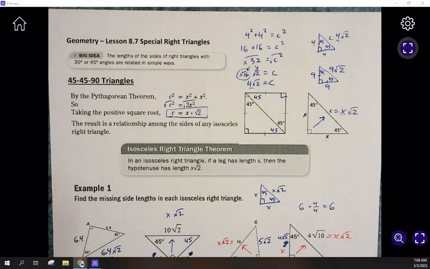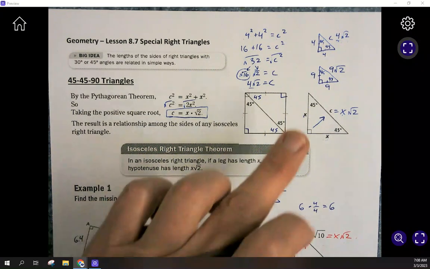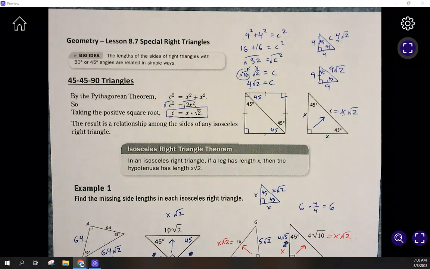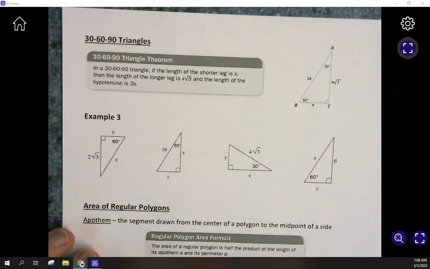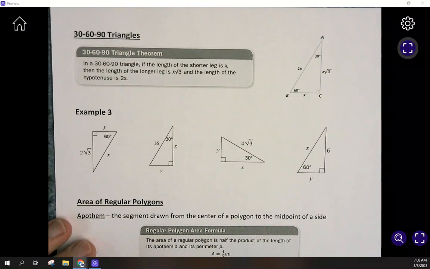This is Geometry Lesson 8.7, Special Right Triangles, Part 2. So in Part 1, we covered the 45, 45, 90 triangles with our x radical 2 setup and pattern on the side lengths there, a very specific type of triangle. And today, if you flip that notes page over, we're going to just be looking at 30, 60, 90 triangles.